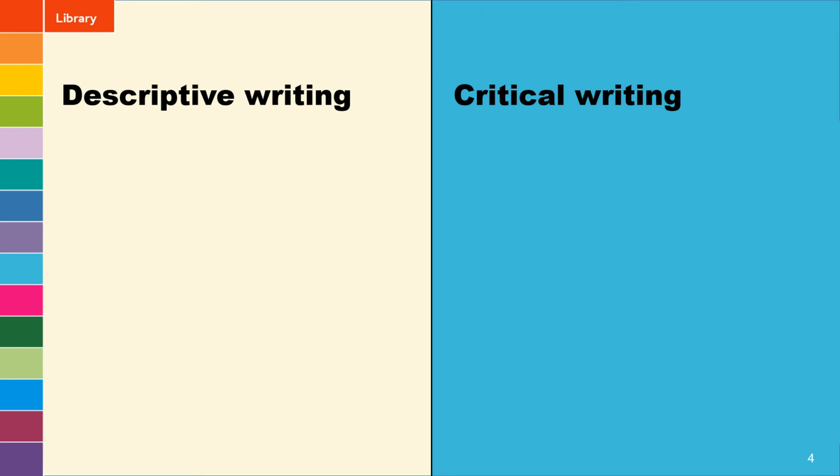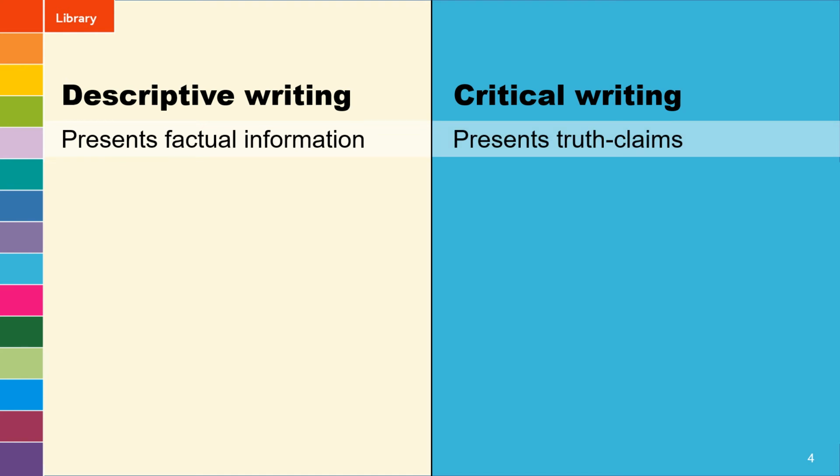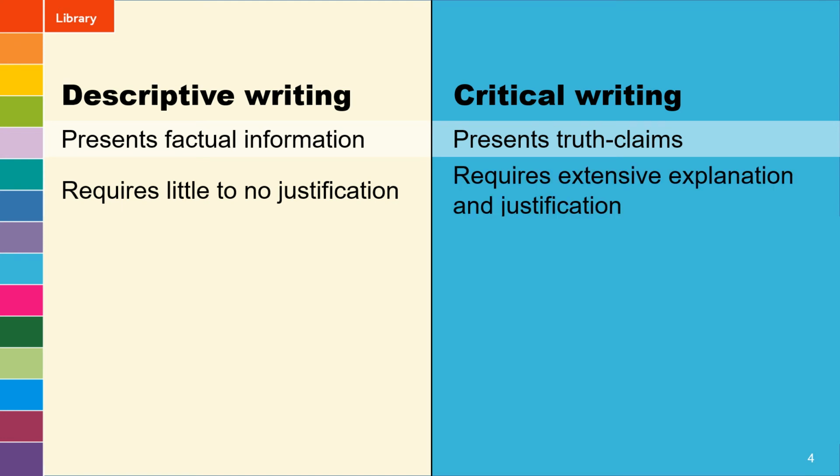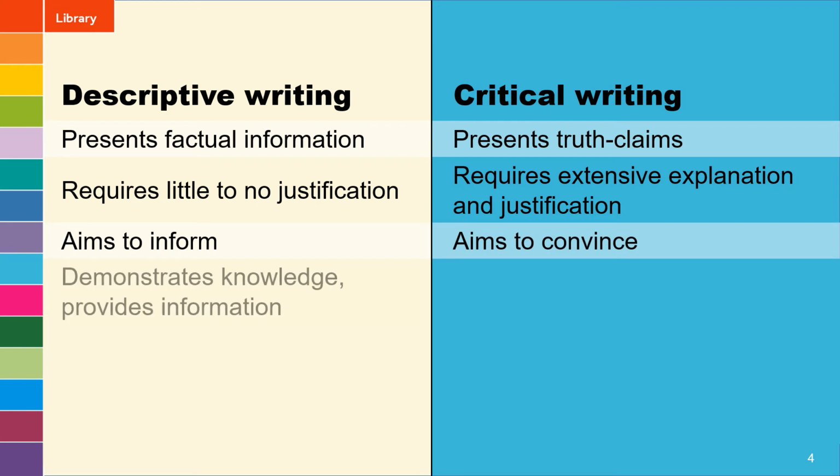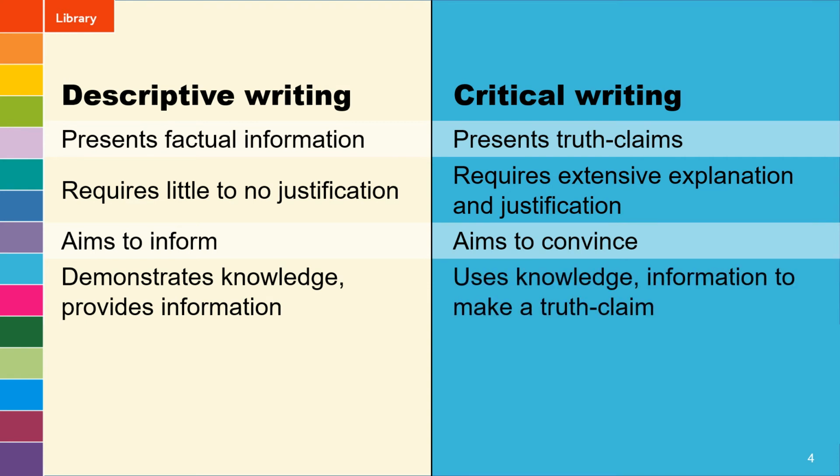Generally speaking, descriptive writing presents facts, while critical writing presents what we might call truth claims. The difference being that facts are statements that are meant to be taken at face value, that is, as something you wouldn't question, whereas truth claims are presented in a way that anticipates or even invites questioning. The statements that make up descriptive writing, therefore, are presented with no explanation or justification, unlike those that make up critical writing. Descriptive writing aims to inform, while critical writing aims to convince. Descriptive writing generally demonstrates breadth of knowledge or provides the reader with information, while critical writing goes further by using that knowledge and information to make a truth claim.